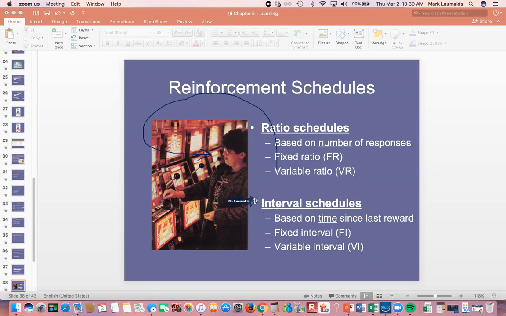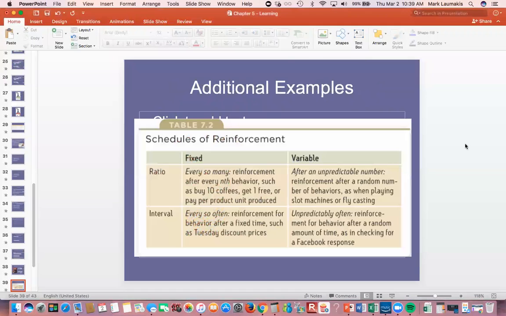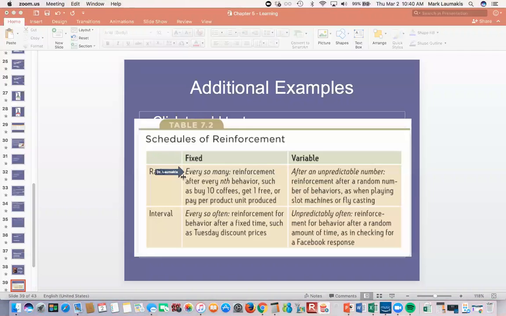Make sense? Let me show you what I've got pulled in from an old textbook because I thought the table was so good I decided to keep it even though we are using a different textbook here. So we've got ratio schedules in the top row. A fixed ratio is every so many, right? Buy 10 coffees, get one free. Or you get paid per product unit produced. Every 35 boxes you get paid, right?